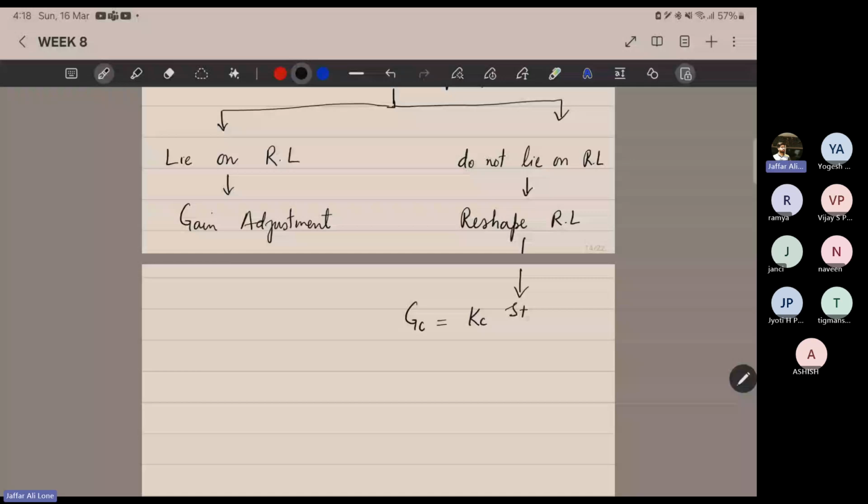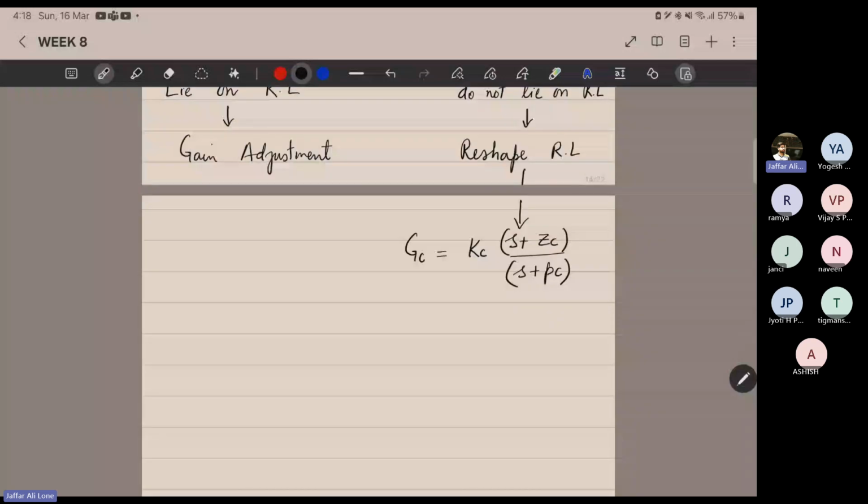Right? Now, in lag compensator, I told you this ZC and PC have to be very close to each other because I do not want to distort the transient specifications. But here I want my transient specifications to be met. So I will distort my root locus such that my specifications are met. I don't care about the steady state.